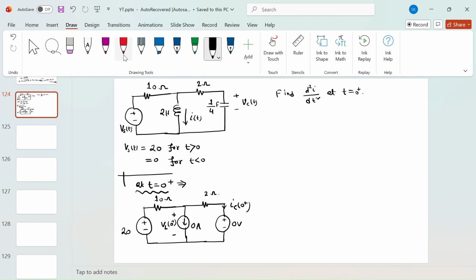If you try to find out what is IC of 0 plus, no current is flowing in the inductor, so the entire current is basically flowing through this path. So your IC 0 plus will be 20 by 12, which is 5 by 3 ampere. And if you try to find out the VL 0 plus, this is simply the voltage appearing across the 2 ohm. So 2 into 5 by 3, so 10 by 3 volts. Why I have calculated these two, you'll be able to know now.